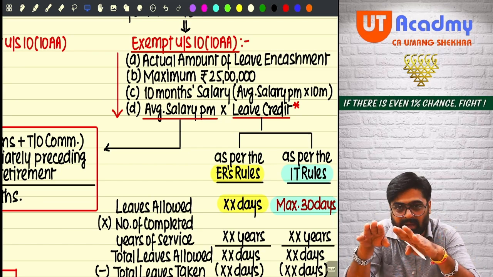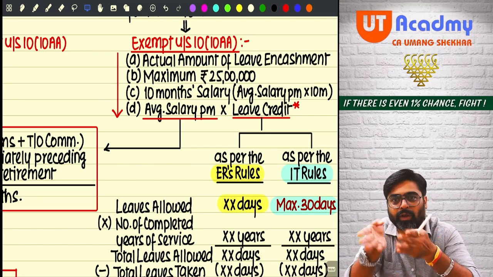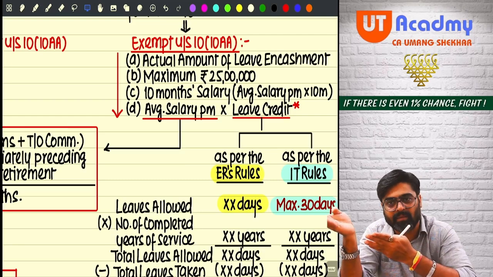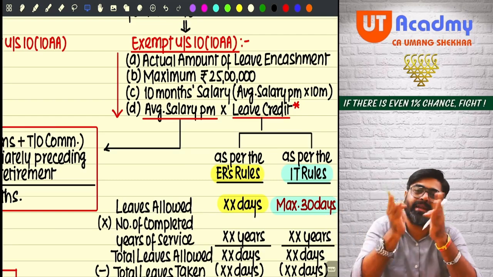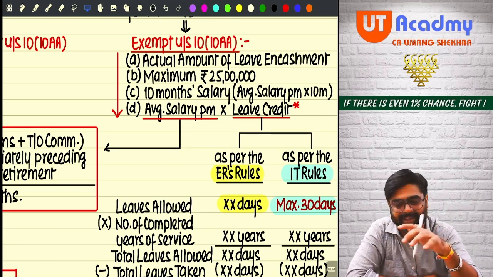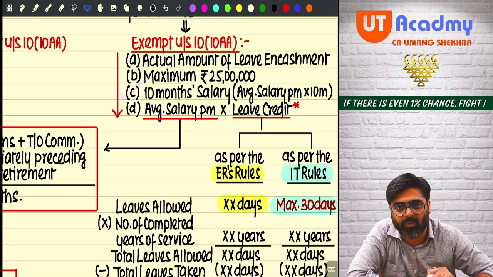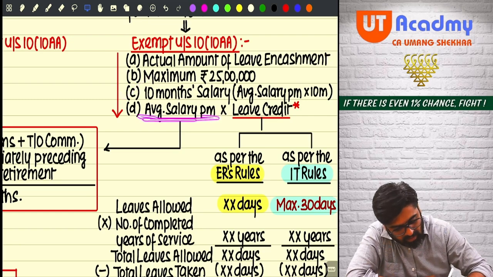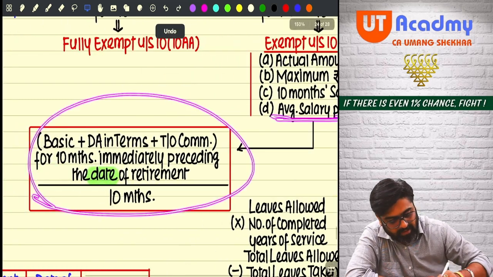So there will not be any problem in limit C also, because you are anyways going to calculate average salary for 10 months. Multiply that again by 10. You will get 10 months salary prior to date of retirement. Yes or no? So this limit also will be easily calculated. Average salary calculation, you know now what is to be taken as average salary.